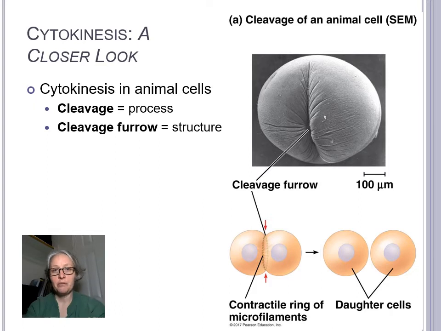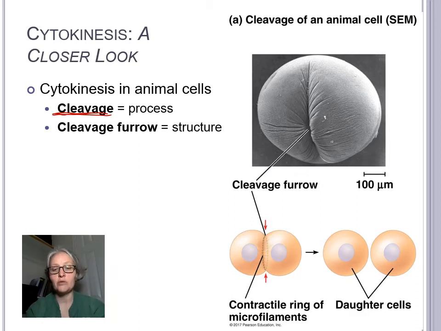We're done talking about mitosis, the division of the nucleus, so now we want to focus in on cytokinesis, division of the cytoplasm. Cytokinesis in animal cells happens through a process called cleavage. Cleavage is the verb, it's the action, okay? The structure that we get is called the cleavage furrow. The cleavage furrow is that interesting wrinkle-looking picture that we've got in the corner.